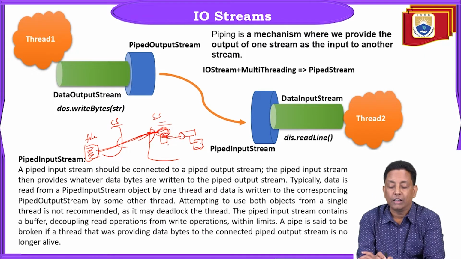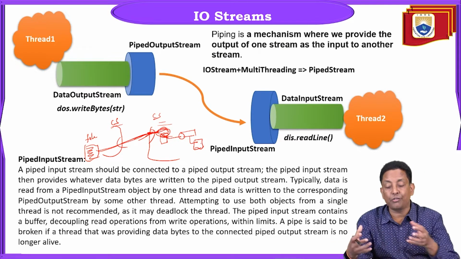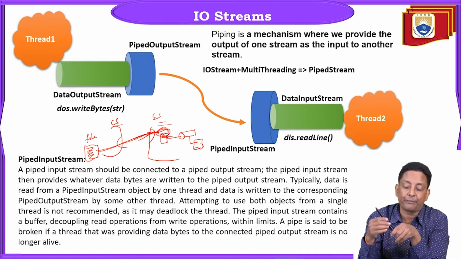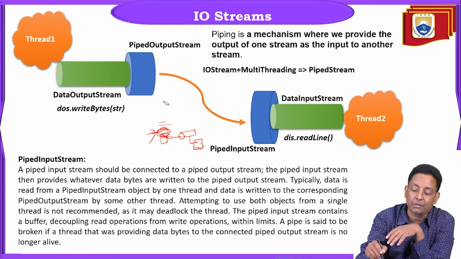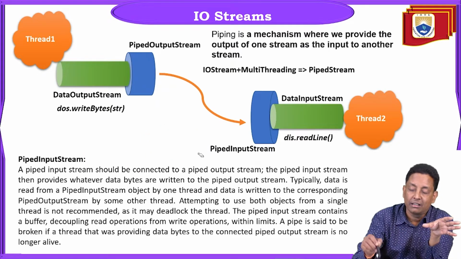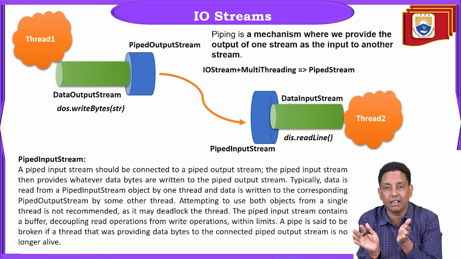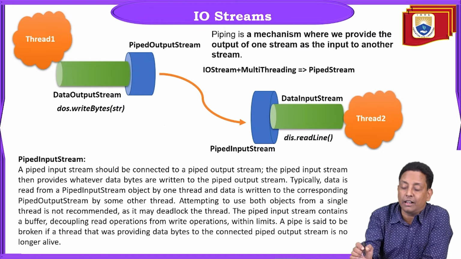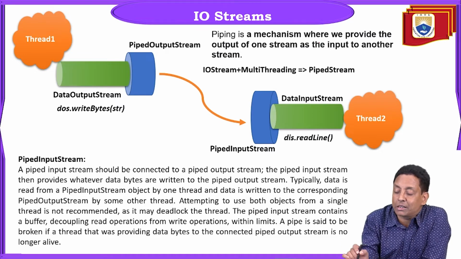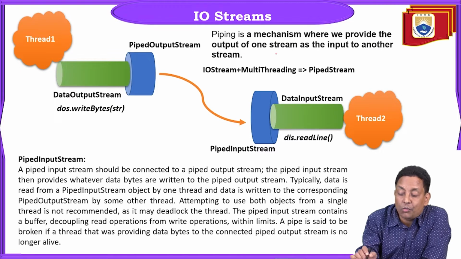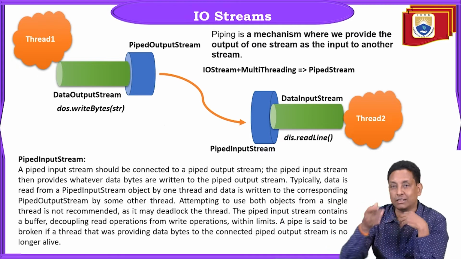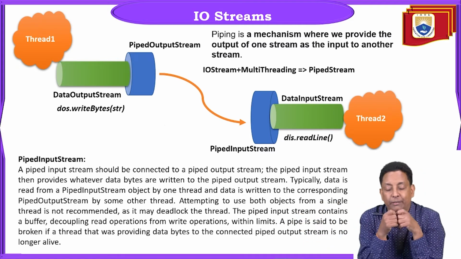And if the output stream runs in one thread and the input stream runs in another thread, and you want to sync the data reading and writing between these two thread operations, there we have to use the piped input stream and piped output stream concept. If one thread writes the data and another thread reads the data, in that case we'll use these pipe streams. Piping is a mechanism where we provide the output of one stream as input to another stream, as an input to another input stream.